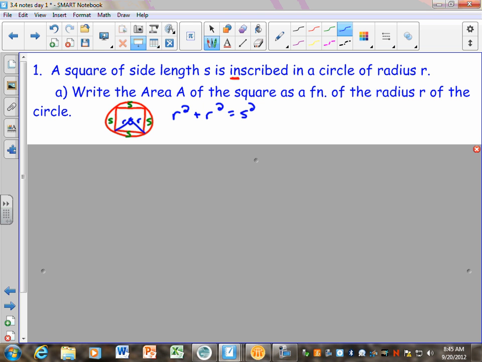I use that in real life. Years ago. So that would be 2R squared equals S squared.